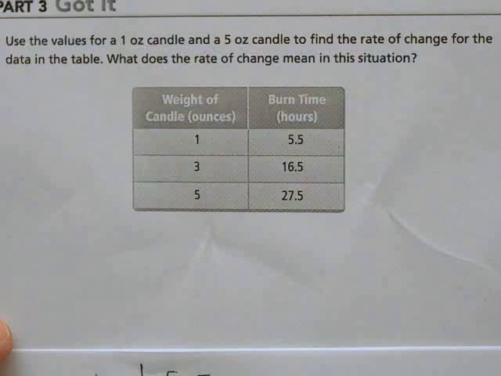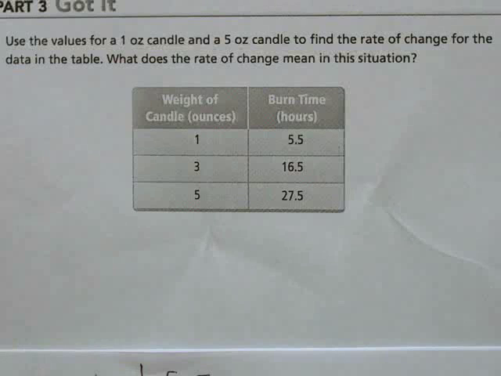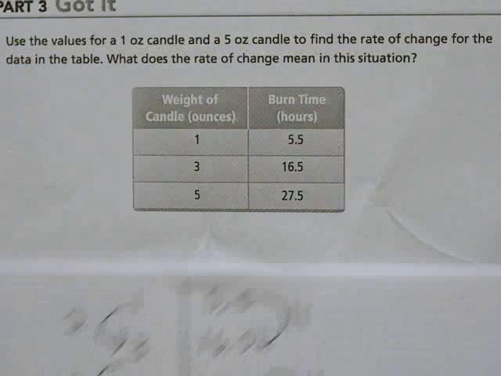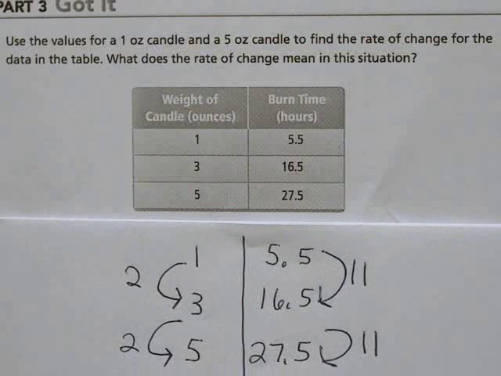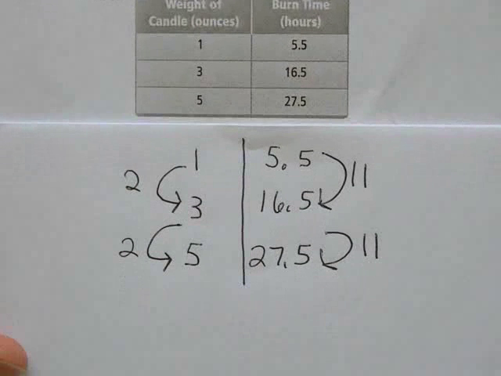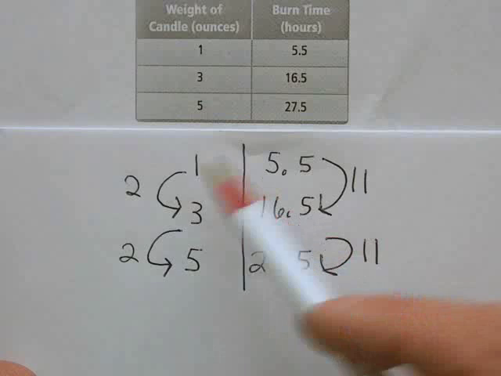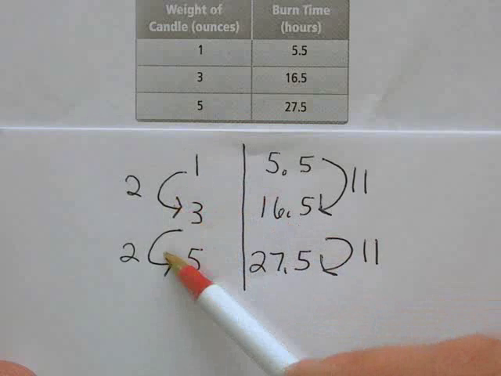Because the question is, what does the rate of change mean in this situation? It's going to turn out, and I'll show you how in a moment, that a 1-ounce candle will burn for 5.5 hours. And this is how I know that. I'm going to take that same set of data and put it into this format. I'm looking at my inputs and my outputs, and I can see very clearly that the distance between my inputs is 2, and between the outputs, 11.